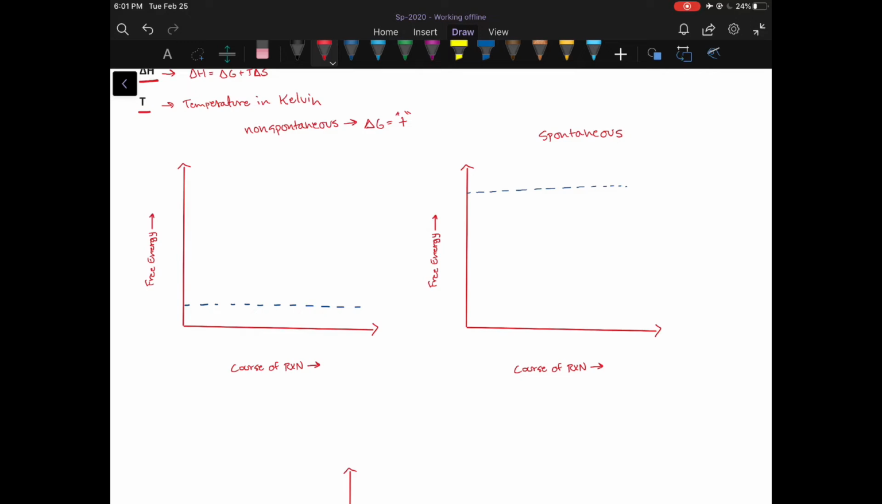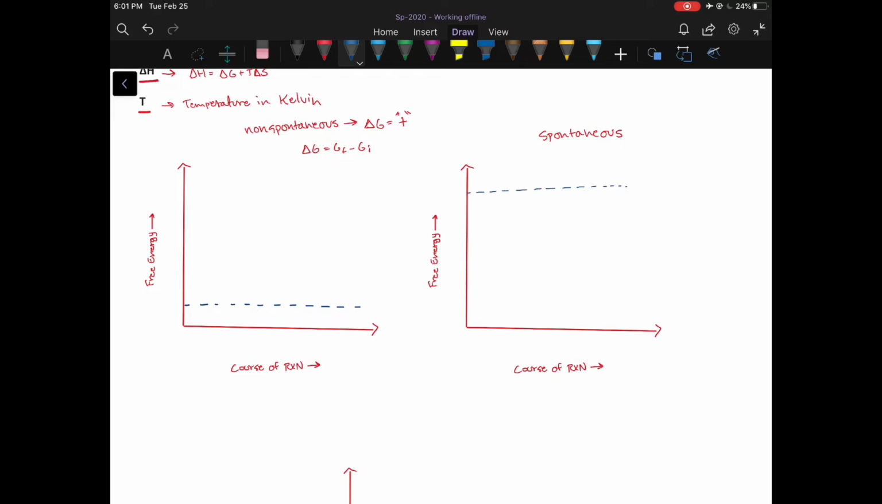So having said this, we know that delta G equals G final minus G initial. So in order for delta G to be a positive value, our final free energy, which means free energy in our product, should be much higher than the free energy in our initial, which is the reactants.